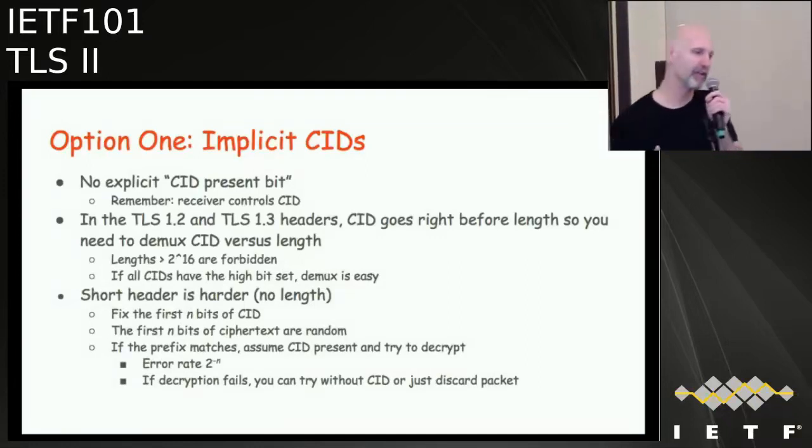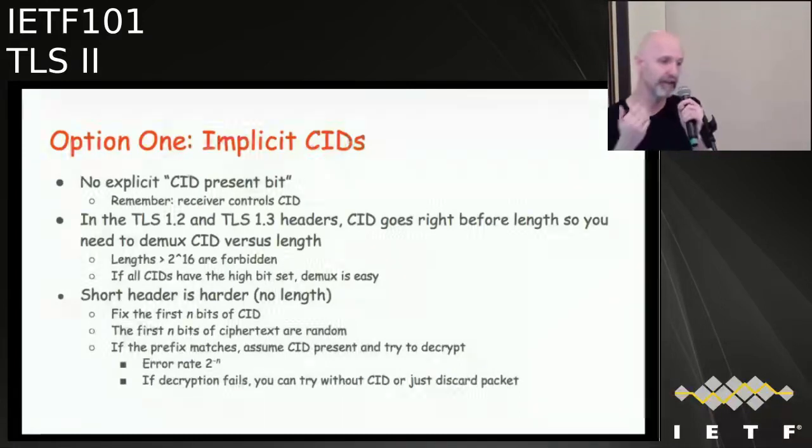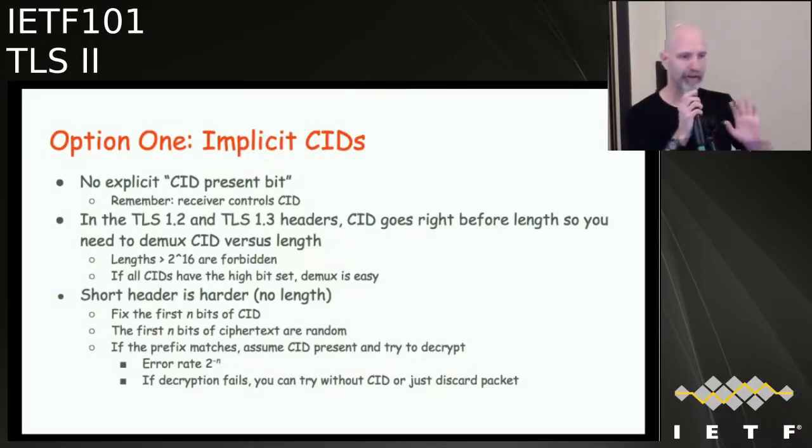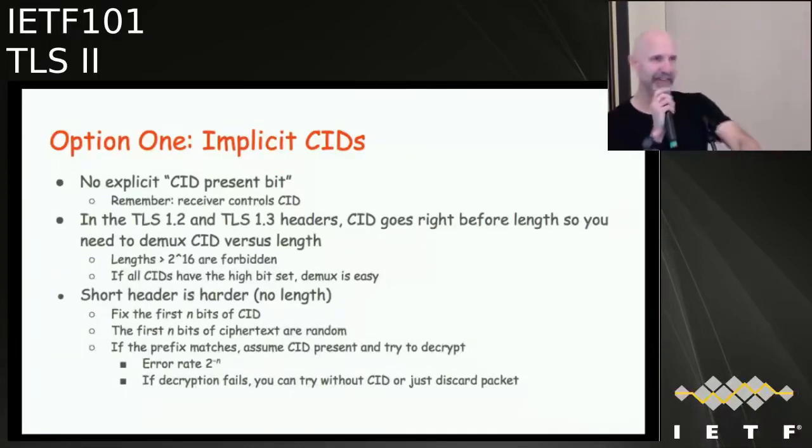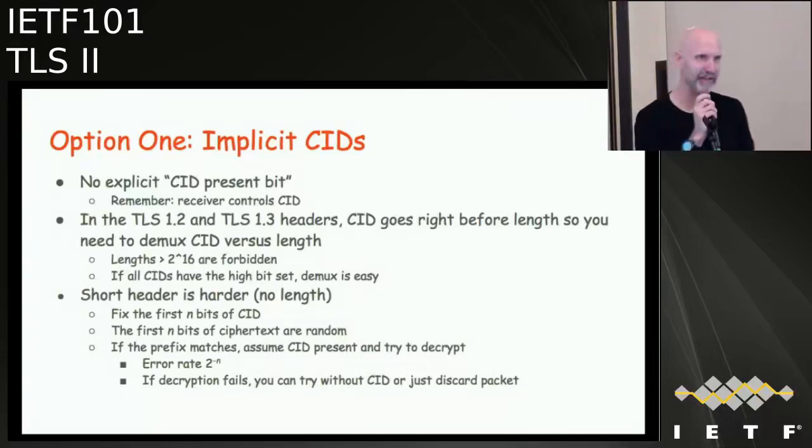And then there's some 2 to the minus n rate of false positives, and if you get a false positive, you try to decrypt, and if it fails, you can either discard the packet or you can say, oh, now I'm going to fall back to n-tuple routing. So this is my argument that it's not in fact necessary to have any extra indicator bit in the protocol proper.